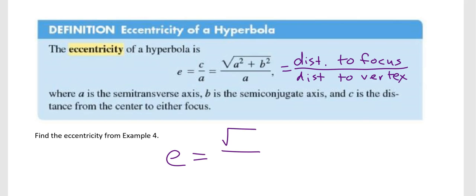I think you said radical 58, didn't you? And what is the distance to the vertex? If it opens up and down, you probably are going to tell me 7. If it opens left and right, you're probably going to tell me 3. Which one do you think it is? 3. Oh, okay, it opens left and right, so it's a 3, right? Nope.